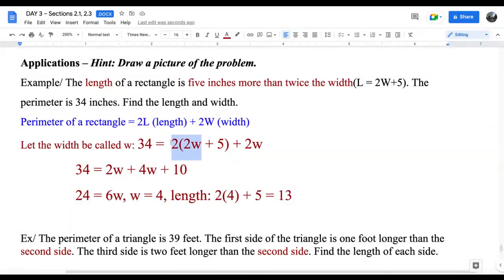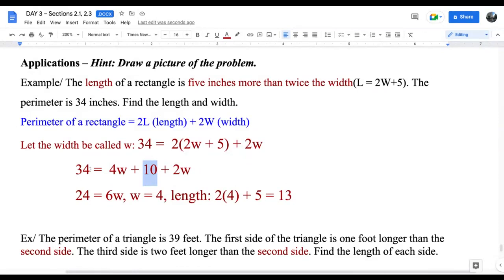Let's just do the calculation. 2 times 2W is 4W. Then plus 2W. So that's 6W. Right, because 2 times 2W plus 5, that's 4W plus 10. Then plus 2W. Well, 4W plus 2W, they're on the same side, so I can add them. That's 6W.